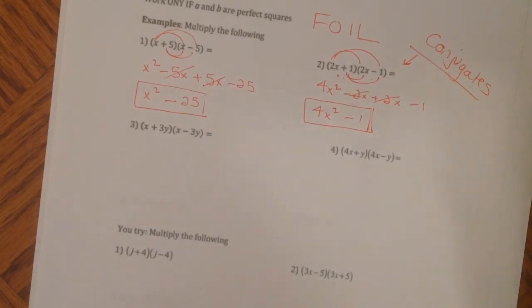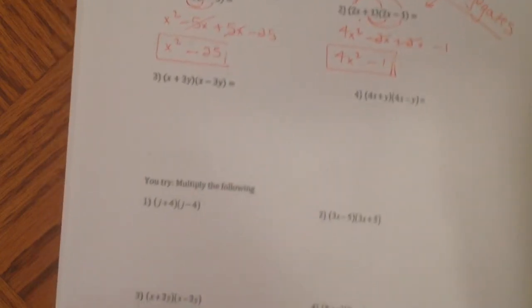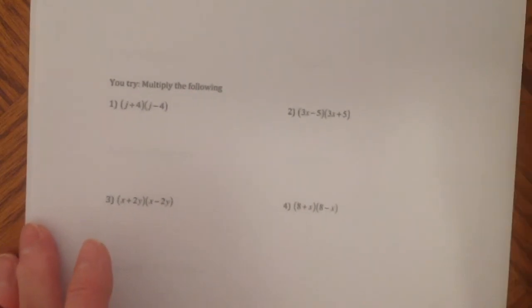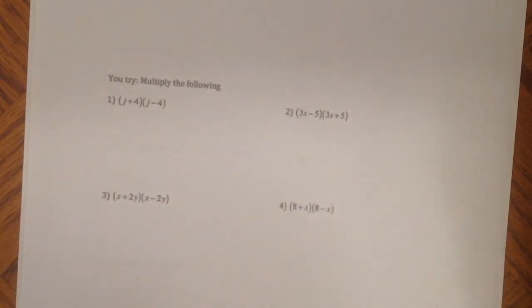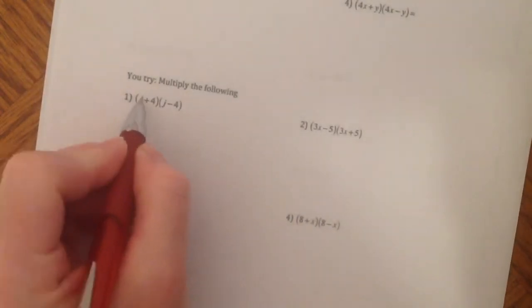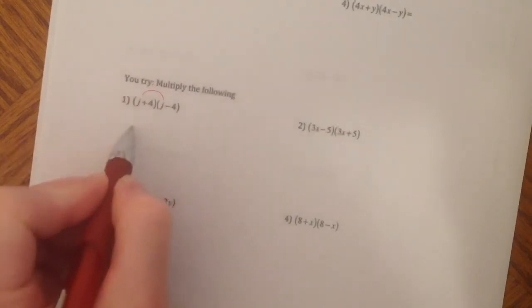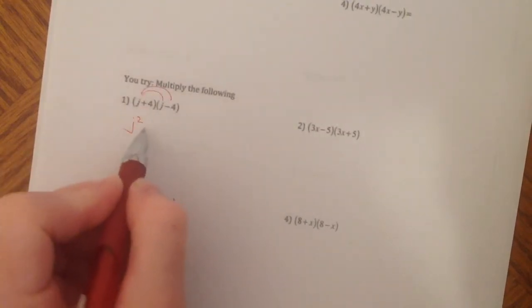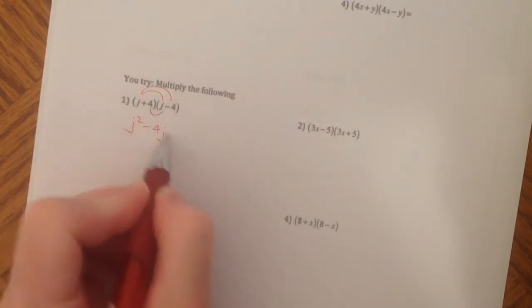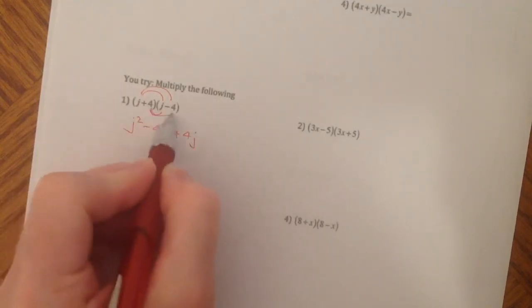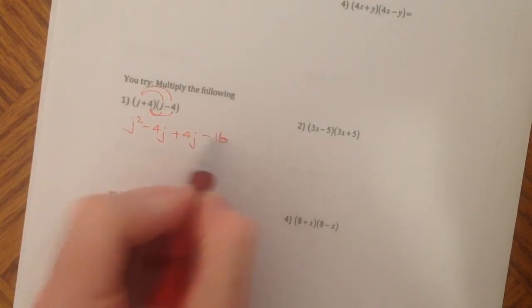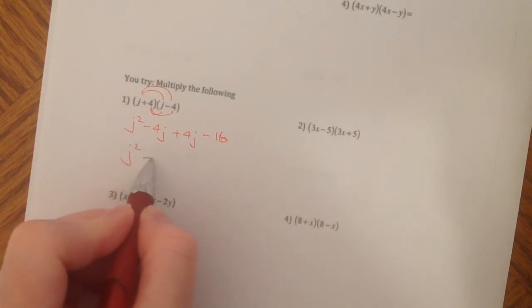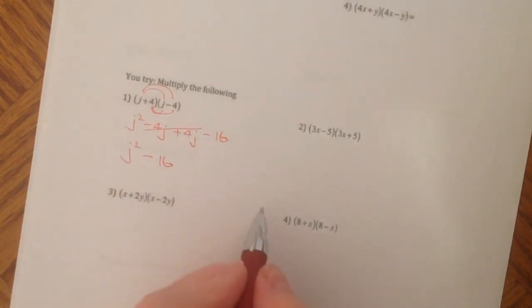Let's skip down. We'll go to the you try. So if you want to pause the video, you can pause the video and try these four, and then you can start it back up and you'll have the solutions here. All right, so we're going to do these then. First times first will be j squared. Outer is minus 4j. Inner is plus 4j. Last is minus 16. So j squared minus 16. Those middle terms cancel out.